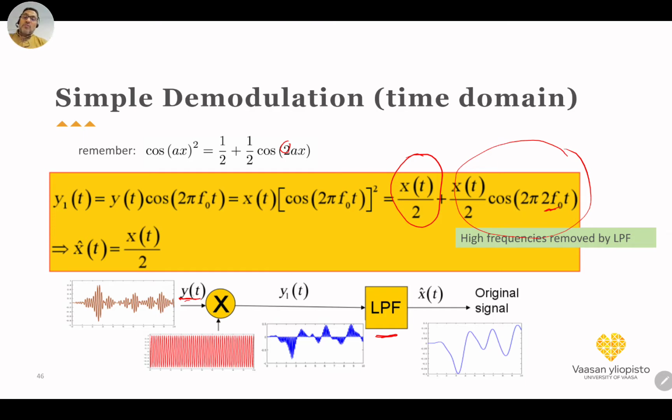So now we have y of t, we just multiply it by the same carrier frequency, or the carrier signal. We get y1 of t, and then use a low pass filter. Here, with the low pass filter, we will get our original signal again. This is, of course, ideally.